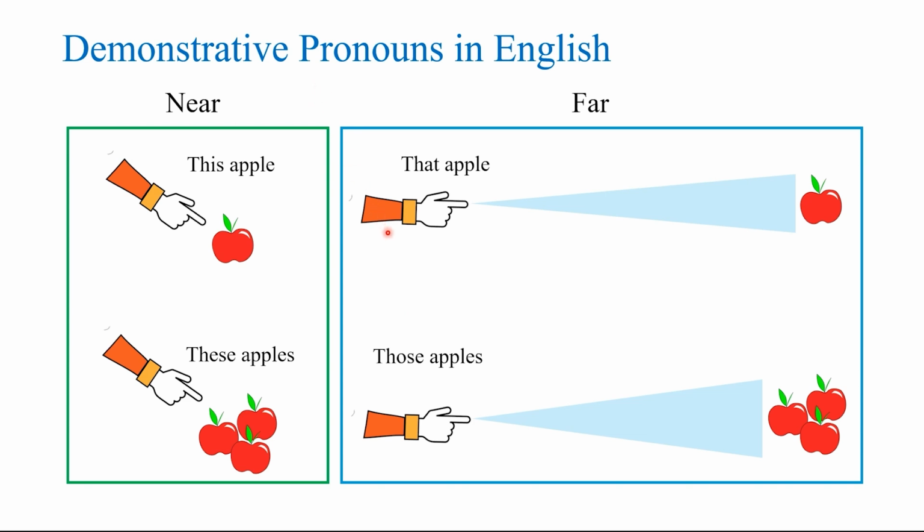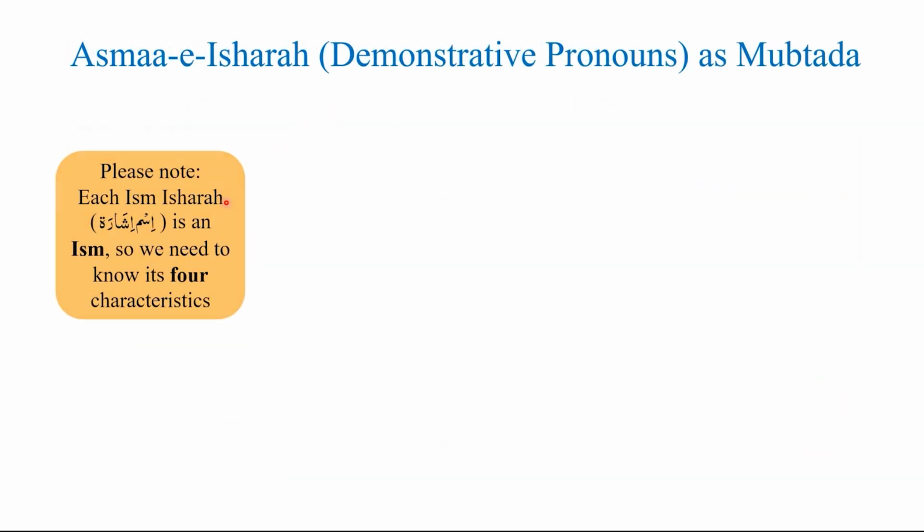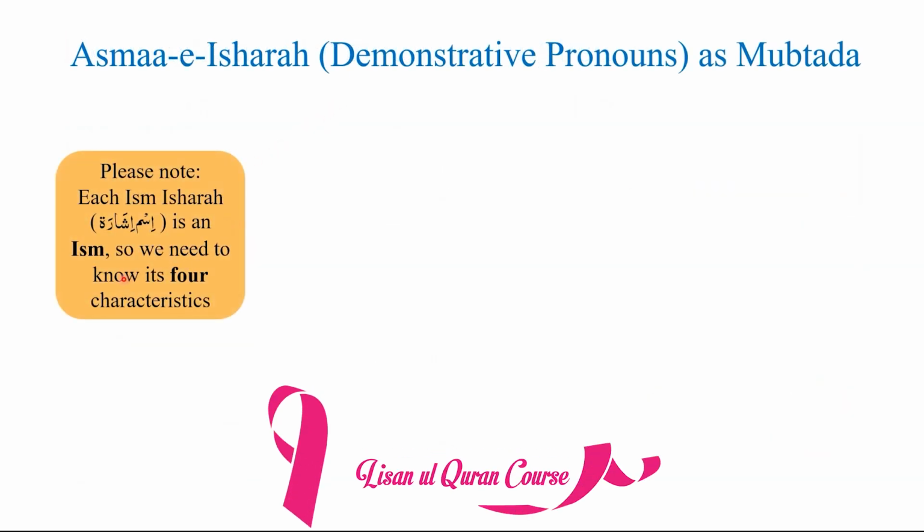In this example, the person is pointing towards an apple that is far away. So the person will say that apple. And here, the person is pointing towards many apples that are far away. So we will say those apples. Just like this, these, that, and those, we also have demonstrative pronouns or asma-e ishara in the Arabic language. It is important to note that each ism ishara is an ism.